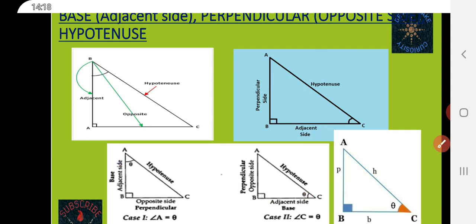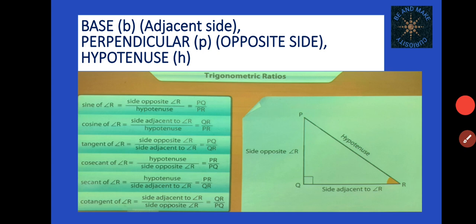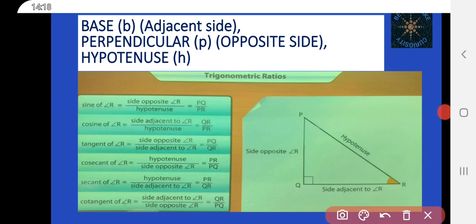Okay, next, C. B for base, that is adjacent side to the angle. P for perpendicular, that is opposite side to the angle. And H for hypotenuse, that is opposite side to the right angle.